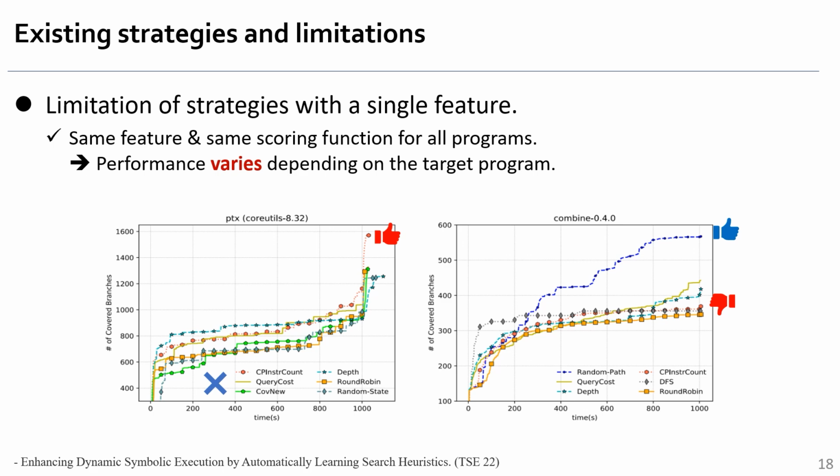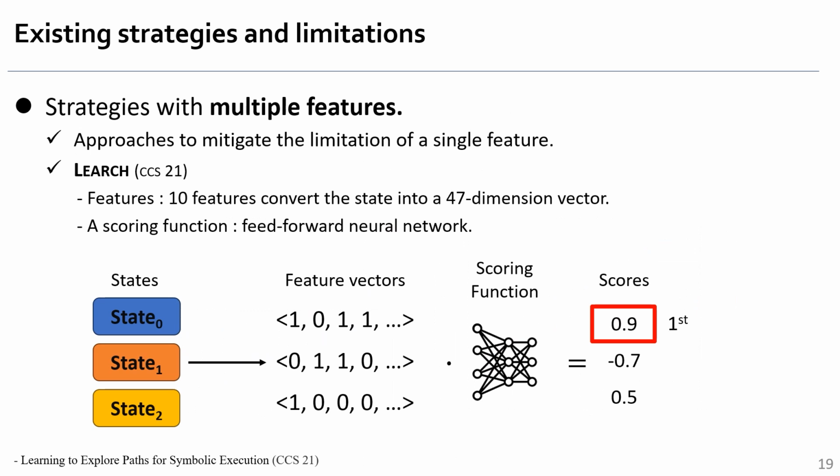So to mitigate this problem, recent strategies using multiple features have been proposed. Lurch is one such example, introduced in 2021. It represents its state as a multi-dimensional vector using 10 features and scores its state with a trained AI model.